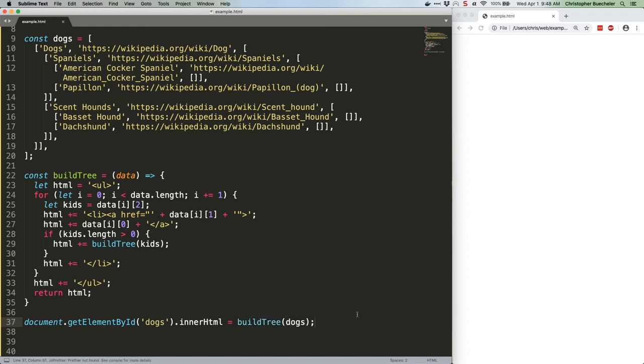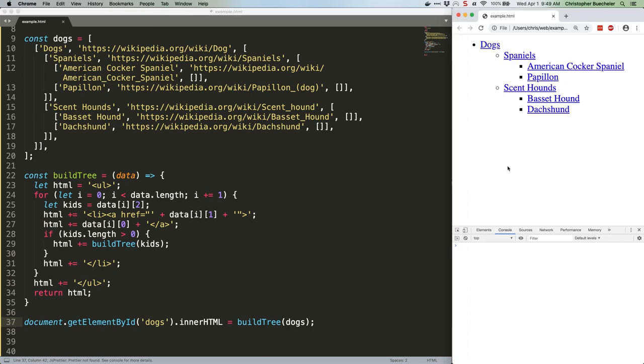Save again, refresh, and we have a problem. With no error, my favorite kind of JavaScript problem. Of course, inner HTML is spelled with capital letters. Hey, all right.